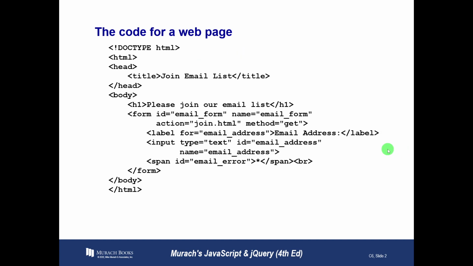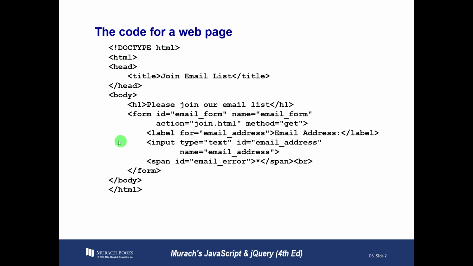So let's take a look at a web page, and we can see how the document object is arranged here. So here's the code for a basic web page. We have our doc type, we have an HTML and an ending HTML, and inside that we have a head section. Inside the head section there's a title. We have a body, and inside the body there's an H1. There's a form, and inside that form, between the beginning and closing tags, we have some labels and an input, and it looks like a span.